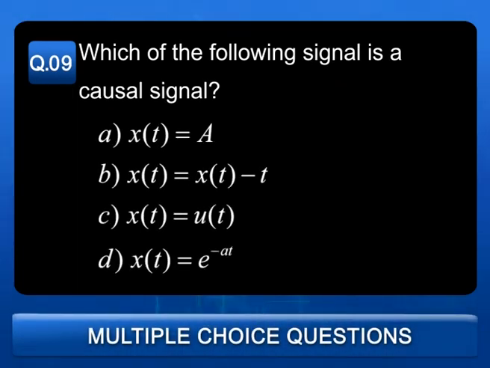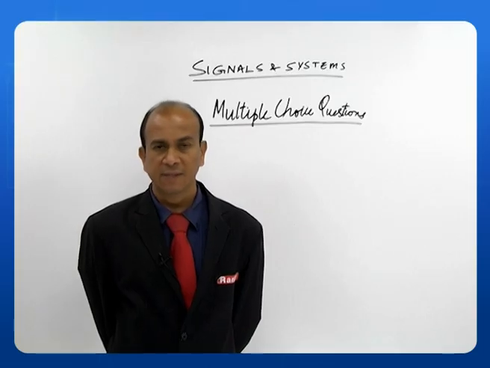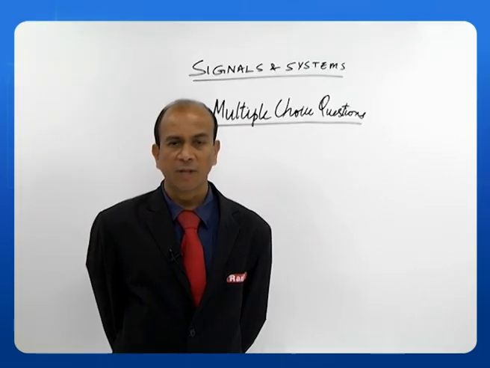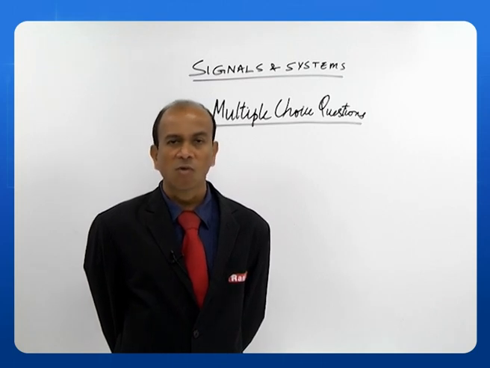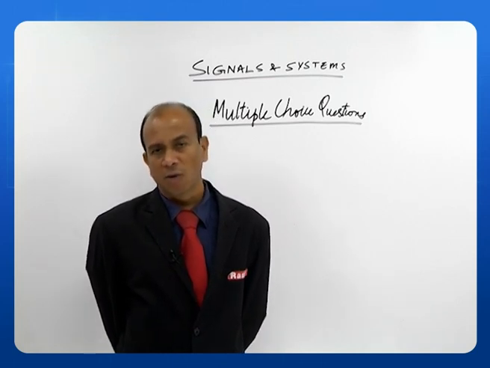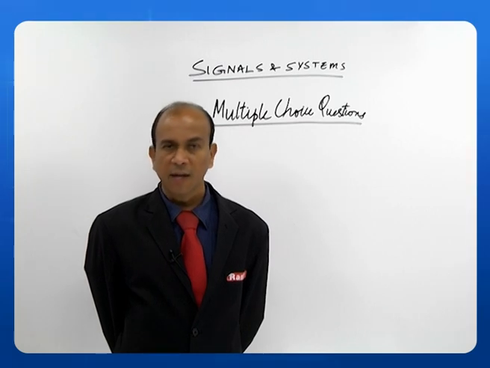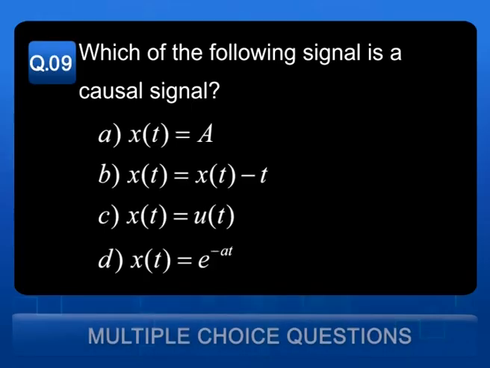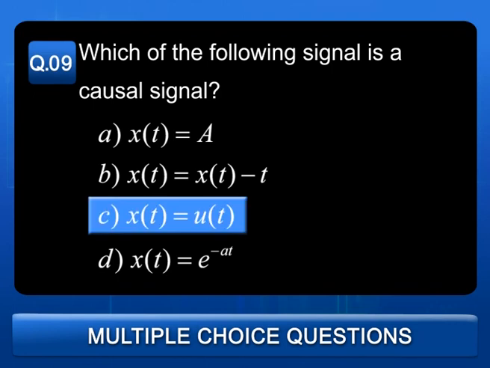Now let us move on to question number 9. Which of the following signals is a causal signal? A, x of t is equal to A. B, x of t is equal to t. C, x of t is equal to u of t. And D, x of t is equal to e to the power of minus a t. The answer is x of t is equal to u of t is the only signal which is causal, that is, it is dependent on time, whereas others are not causal signals. The answer is C.